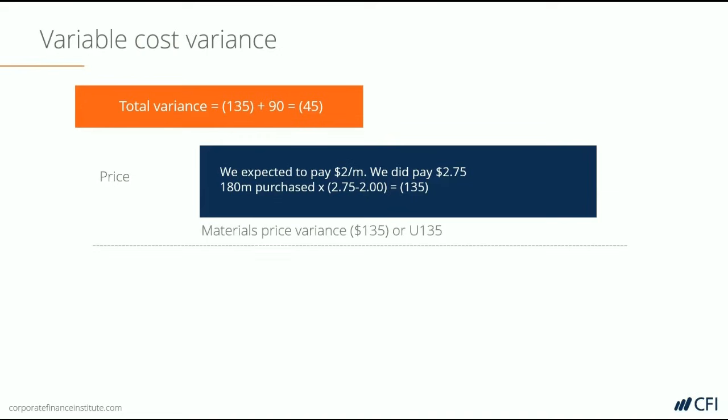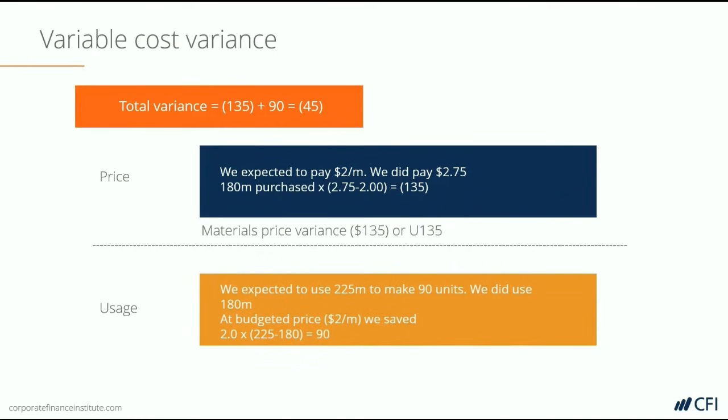But on the flip side of that, let's look at the actual usage per unit. We were more efficient than we budgeted, so we expected to use 225 meters to make those 90 units, but in reality only 180 meters of material were used to make those 90 units. So you can see there was a saving here, a saving in the amount of material that was actually used, and that offset by 90.